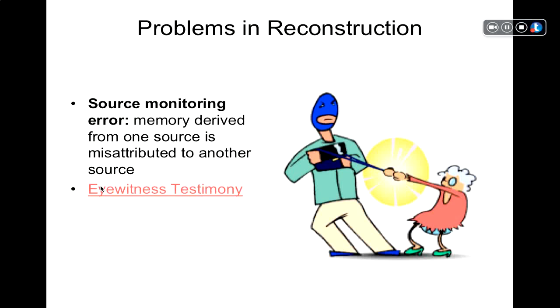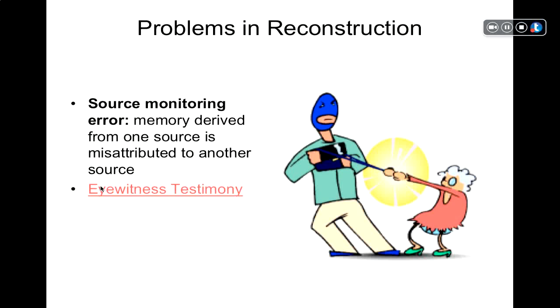Another problem of reconstruction that I want to mention is the source monitoring error. This is when memory derived from one source is misattributed to another source. I've got a video that I'd like you to watch. You can pause this and watch the video, or you can continue to listen and then watch the video thereafter.